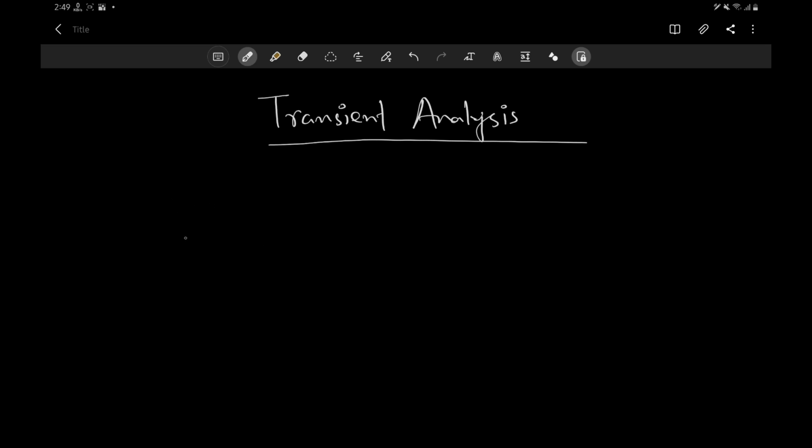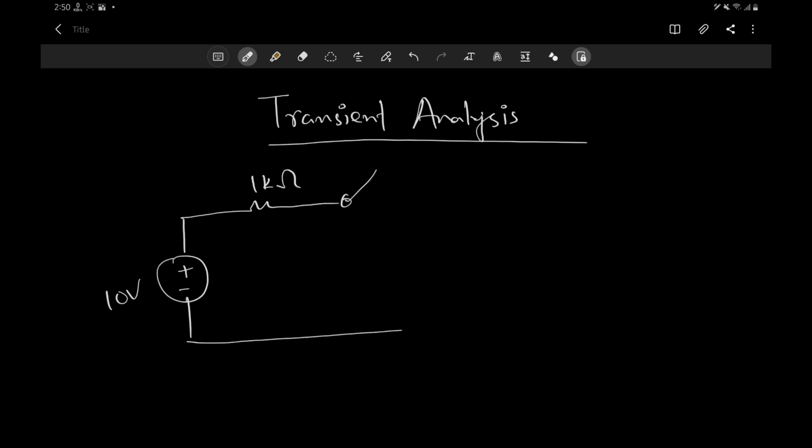For example, let's start with the circuit we have been using for a while now, and we will be drawing the switch from now on. I haven't drawn the switch, but I should have drawn it from the very start. I haven't drawn it just to introduce it to you in the simulation video, but from now on you should always draw the switch.